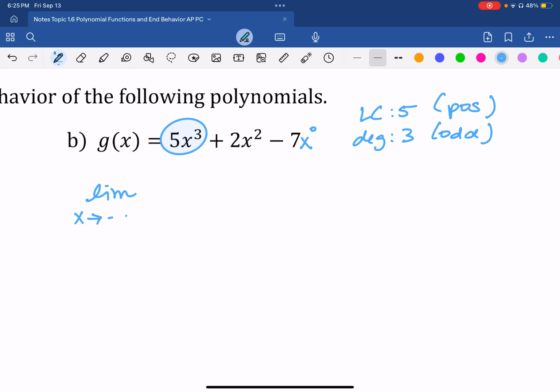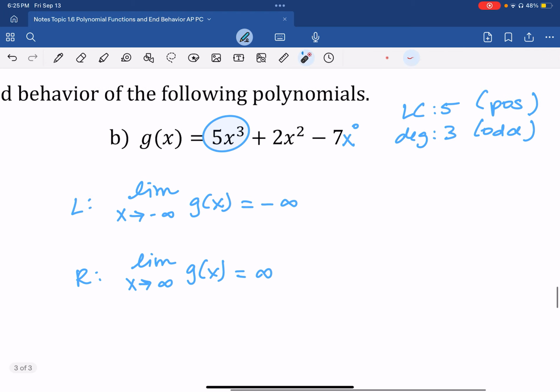Okay, so let's write our limit statements. As x approaches negative infinity, g(x) equals something. This is for the left side. And for the right side, it will be the limit as x approaches positive infinity, g(x) equals something. Okay, my leading coefficient was positive, so I know the right side will go up to positive infinity. And because the degree was odd, I know the left side will be opposite. It will go down to negative infinity.